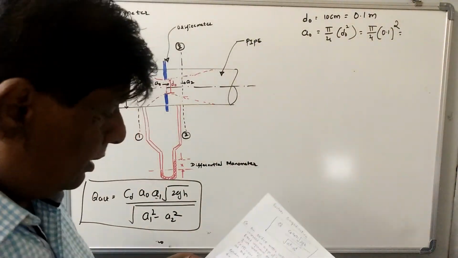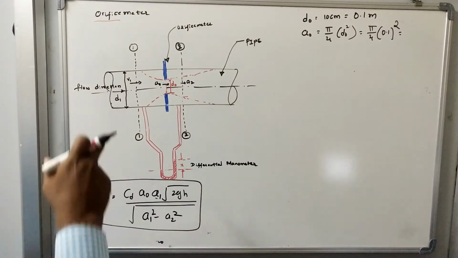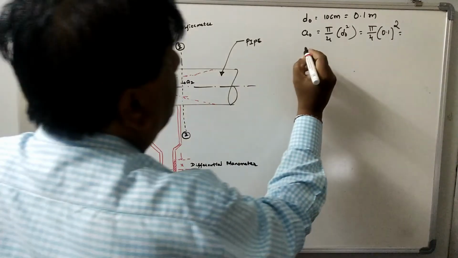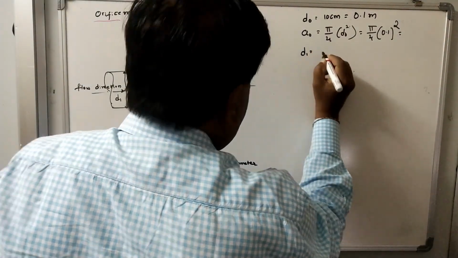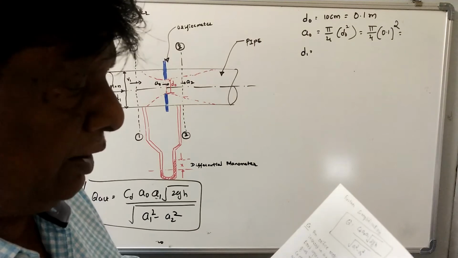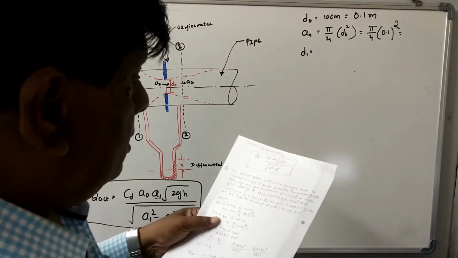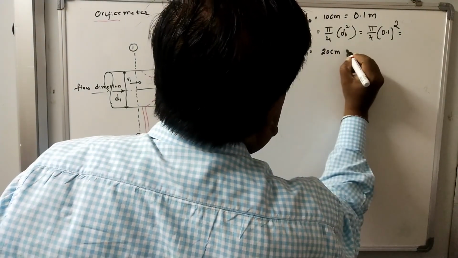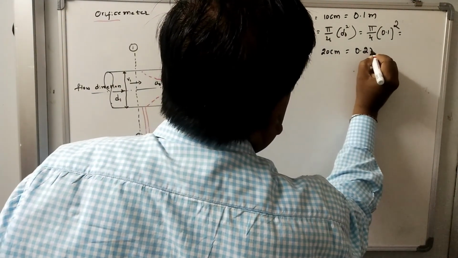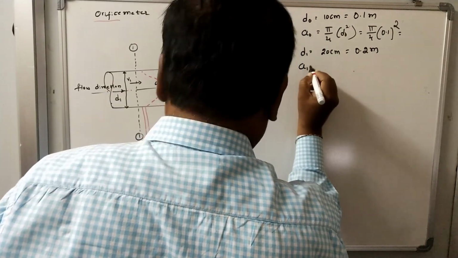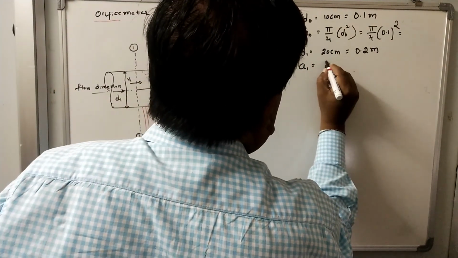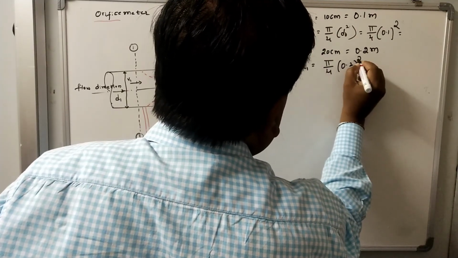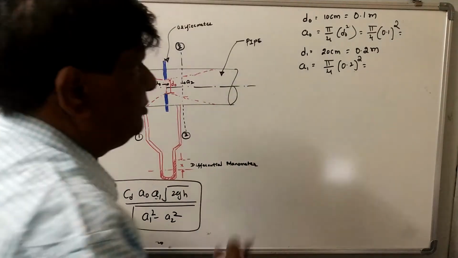Then next is the diameter of the pipe, that is D1. D1 is given as 20 centimeter, or 0.2 meter. So A1 you can calculate: that is pi by 4 times 0.2 square. Calculate this value.